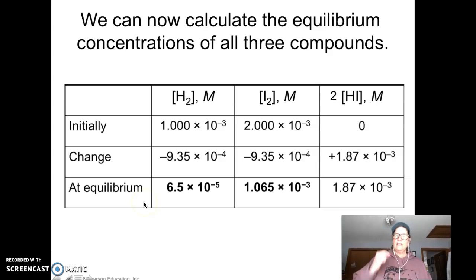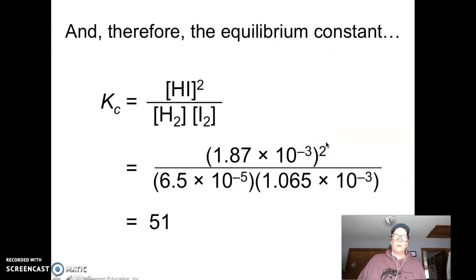Now what I have to do is figure out, using that equation, this concentration to the second power over the concentration of these two guys to the first power. Okay, so I fill in my numbers. HI, the concentration I got from my chart was 1.87 times 10 to the negative third, to the second power, because there's a 2 in front of it. And then I took the concentration of hydrogen gas and the concentration of iodine gas. And then I just multiplied and divided, and I got 51.